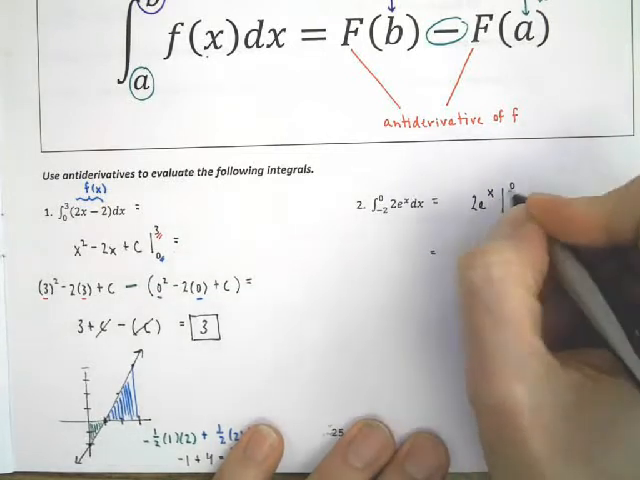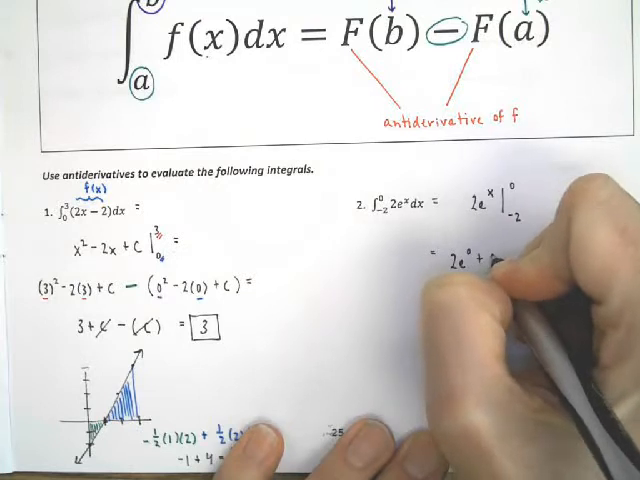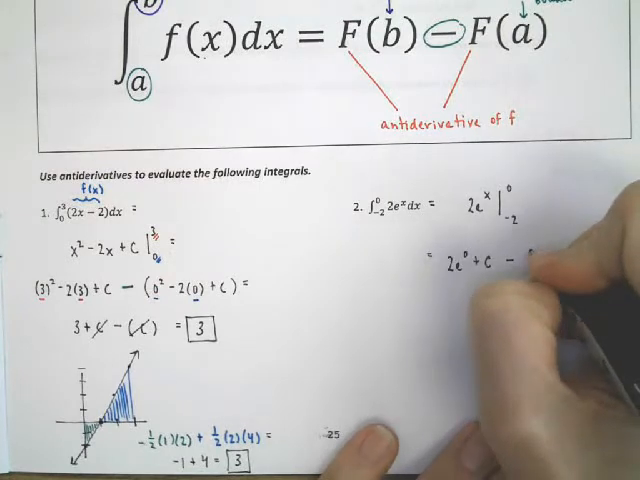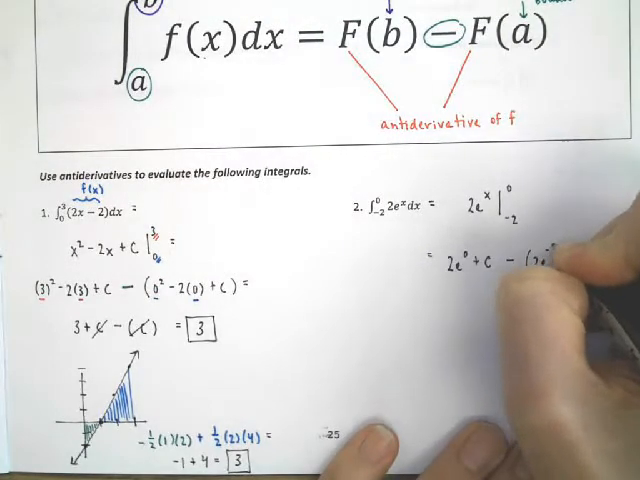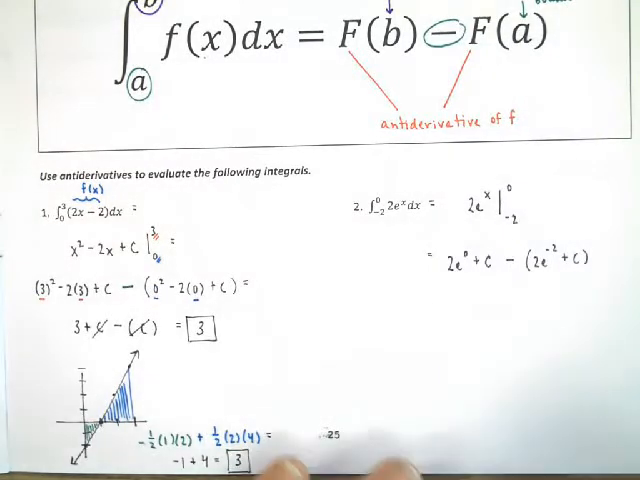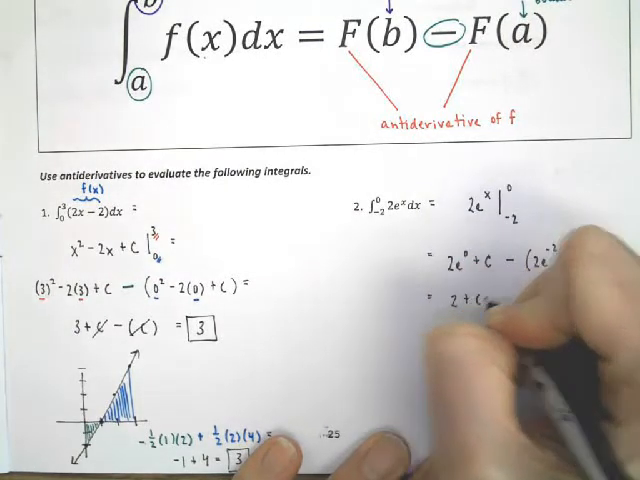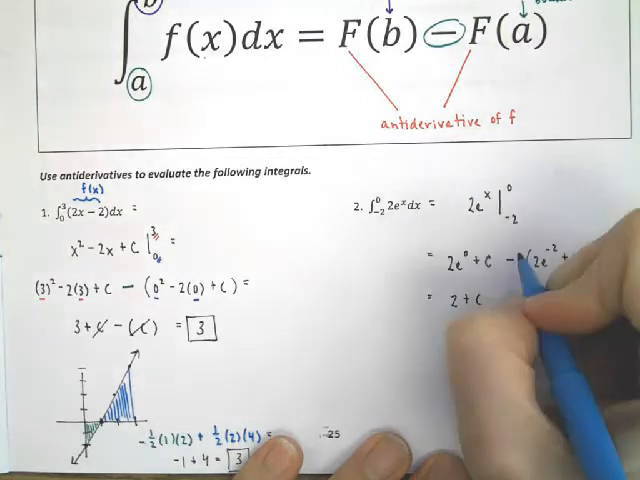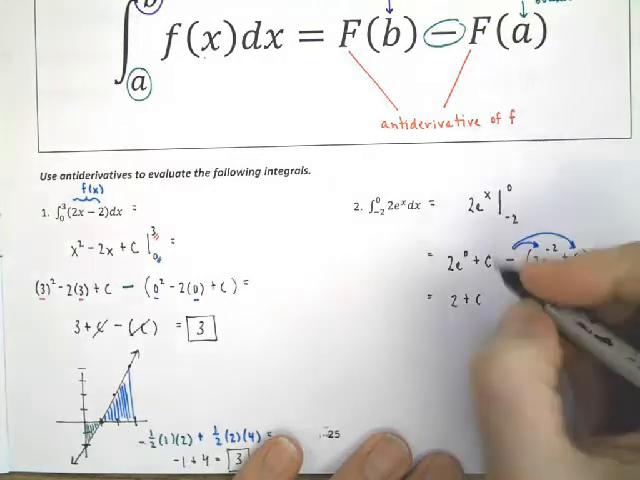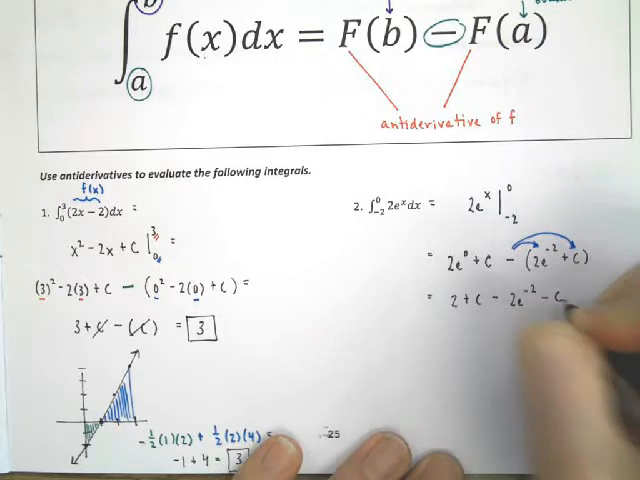So I'm going to start by evaluating at 0. So I have 2e to the 0 plus c. I'm still using my plus c's. And then I have to subtract 2e to the -2 plus c. So now I'm going to simplify. e to the 0 I know is 1, so I have 2 plus c. I need to distribute this negative because I have two terms inside those parentheses. So then I have minus 2e to the -2 minus c.